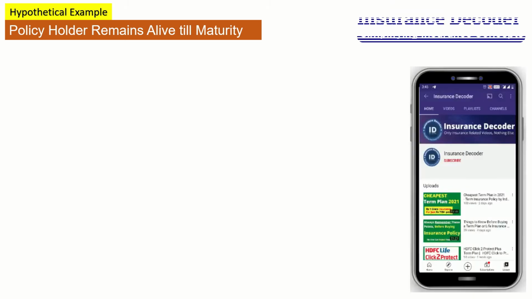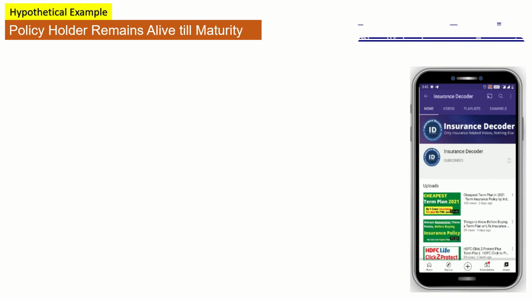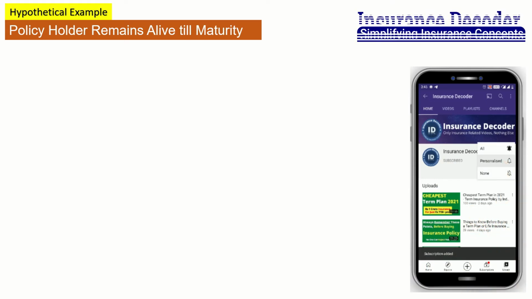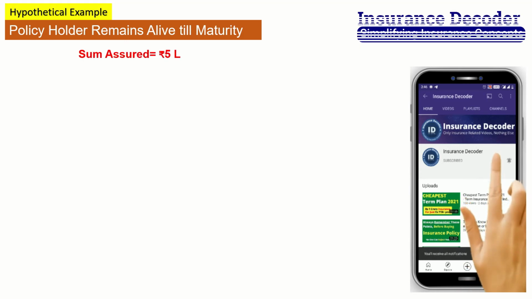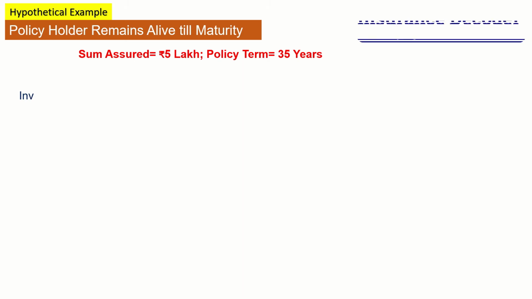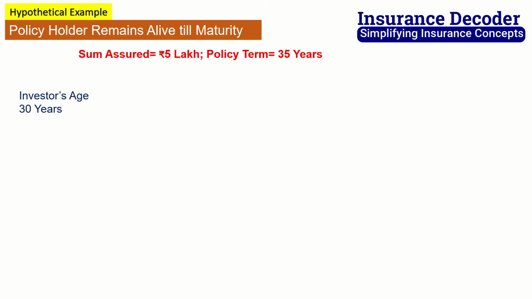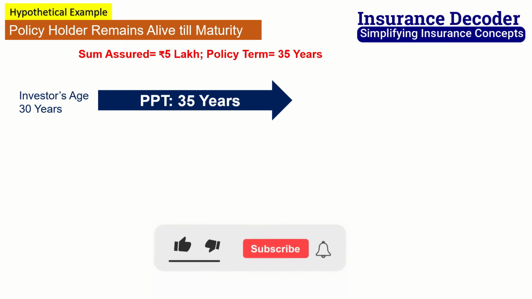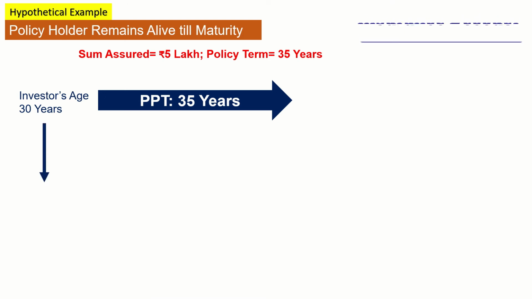Now let's see a hypothetical example and try to understand how this plan will work. First, we take the example where the policyholder remains alive till maturity. Sum assured we have taken is 5 lakh and policy term we have taken 35 years. The investor's age is 30 years. He takes the policy and he pays the premium for 35 years because in this policy, the premium payment term is equal to policy term.